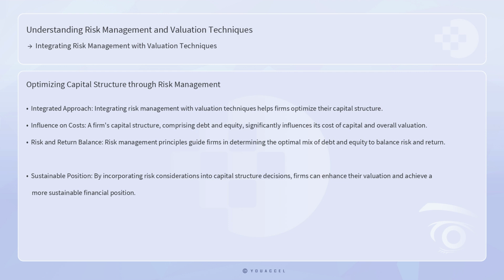Conversely, a firm with volatile cash flows and high business risk might opt for a more conservative capital structure to avoid financial distress. By incorporating risk considerations into capital structure decisions, firms can enhance their valuation and achieve a more sustainable financial position.